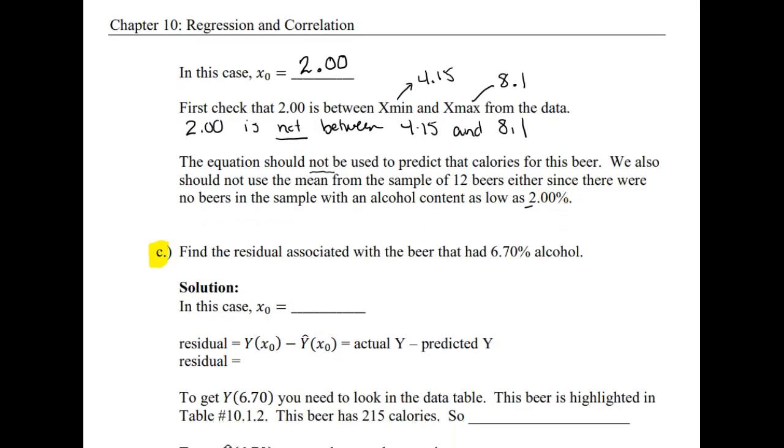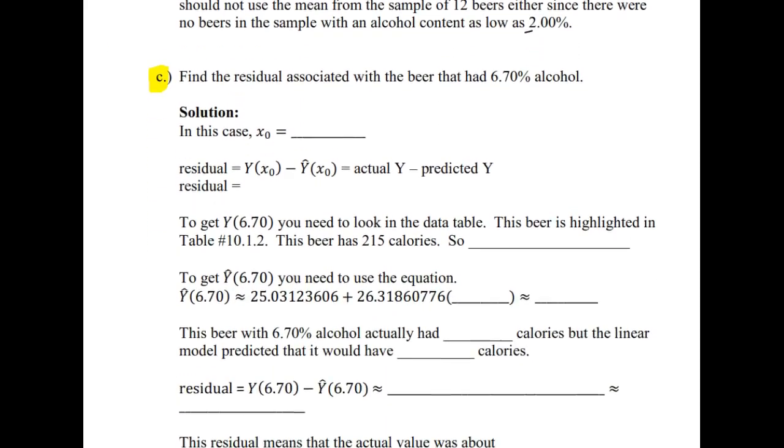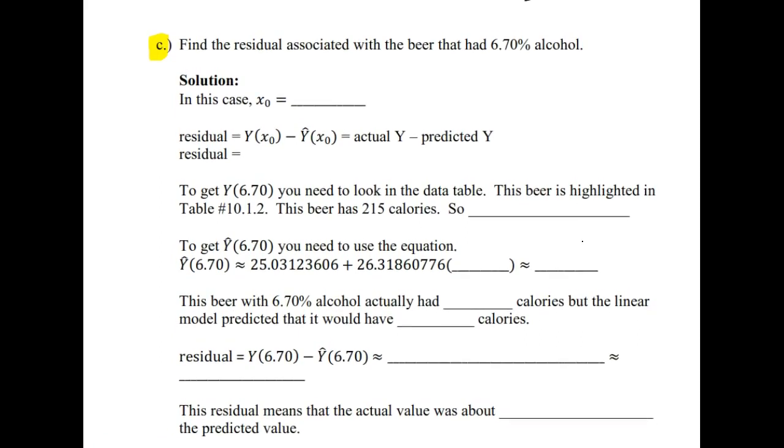All right, so this final part deals with the concept that it takes students a little bit of doing to wrap their heads around what a residual is. We need to find the residual associated with the beer that had 6.7% alcohol. So in this case, our specific value of x is 6.70. A residual is defined to be the actual y value for a given x minus the predicted y value, again for a given x, which in this case is 6.70.